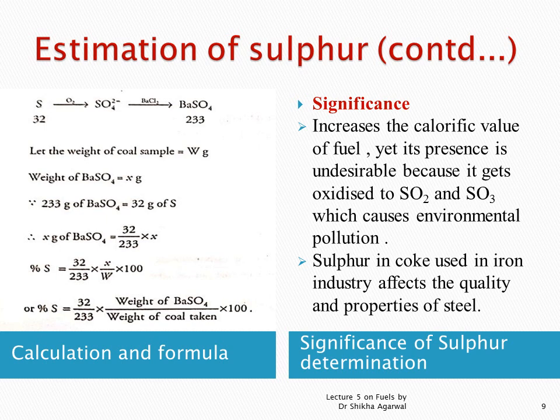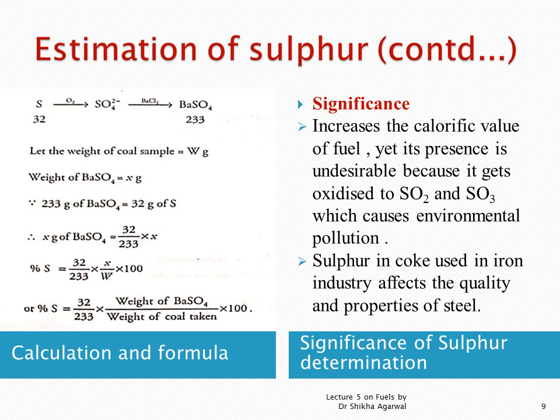But still, the presence of sulfur in a coal sample is undesirable because it gets oxidized and produces sulfur dioxide and sulfur trioxide, which cause environmental pollution. So generally, a coal sample which contains sulfur is not preferred.